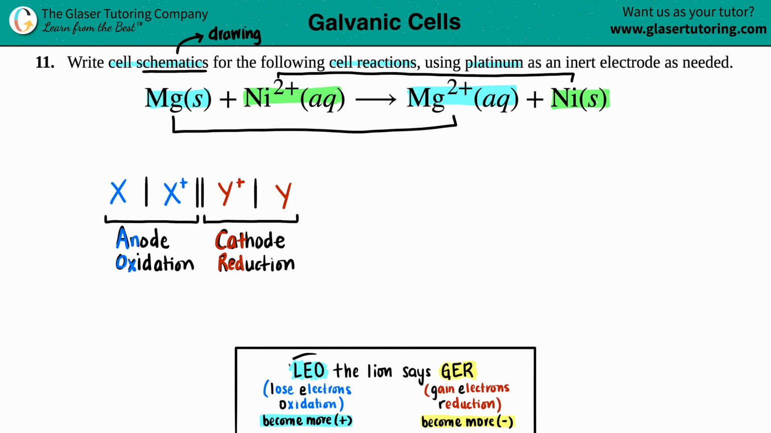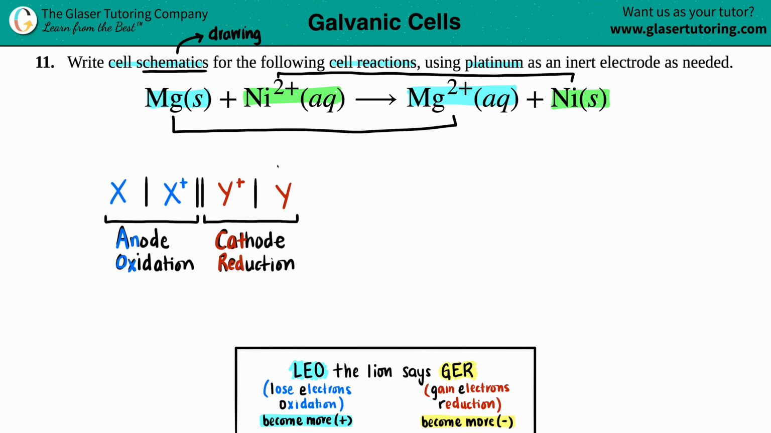Now remember, Leo the lion says grr. Leo, L-E-O, loss of electrons is oxidation. If you are becoming more positive, that means that you're losing electrons, and that's oxidation. On the flip side, gain of electrons is reduction. That's becoming more negative or becoming less positive. Whichever one you want to think of, that's fine with me.